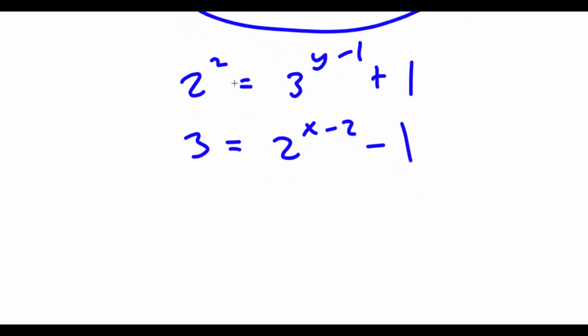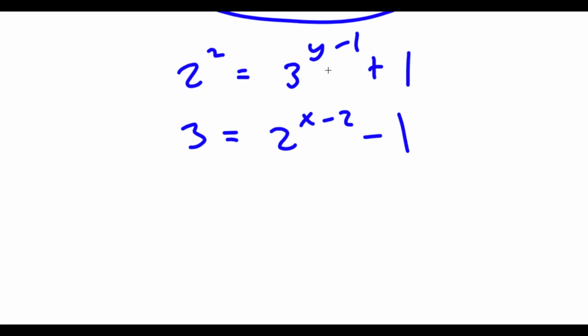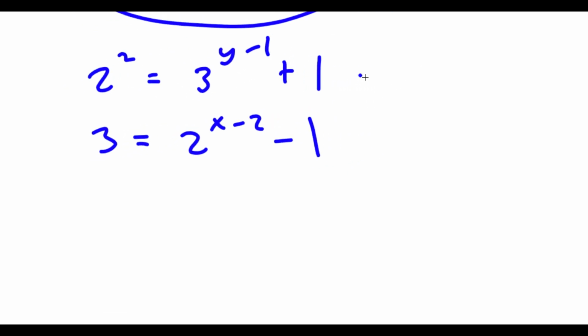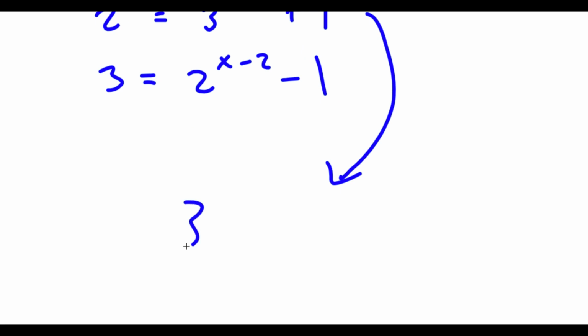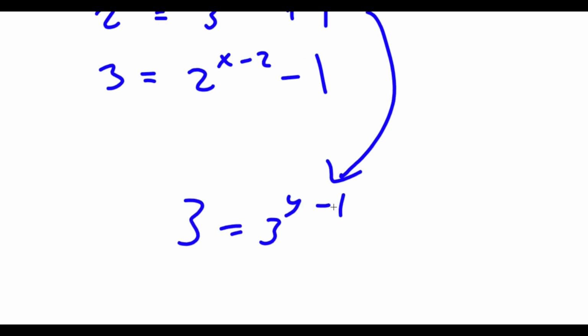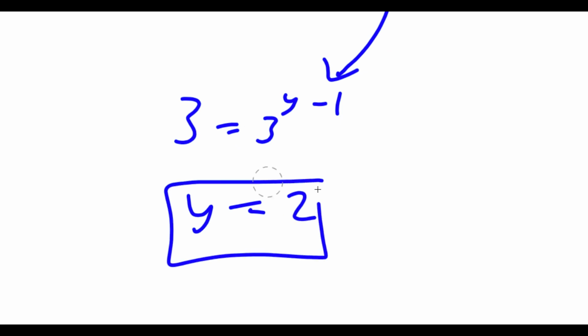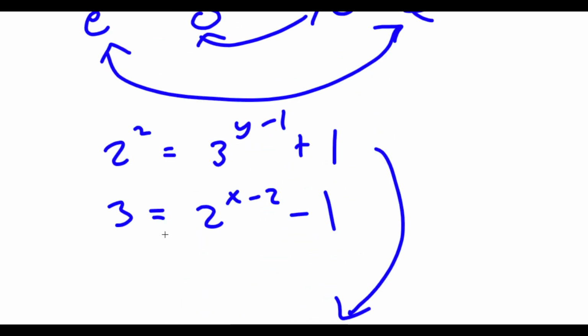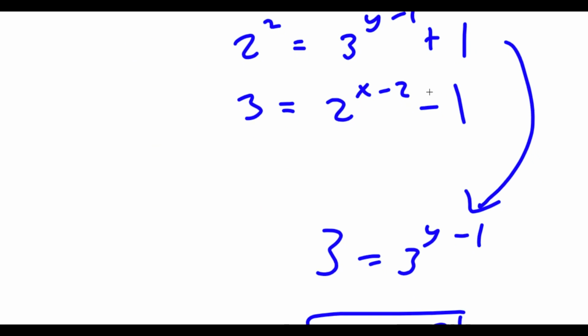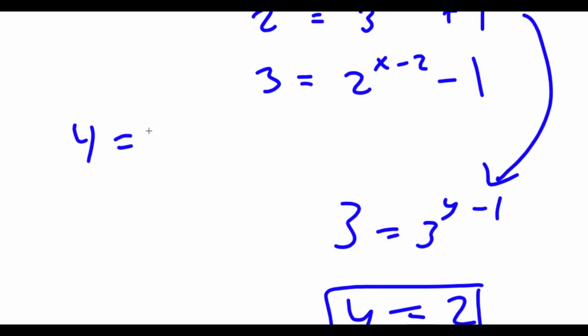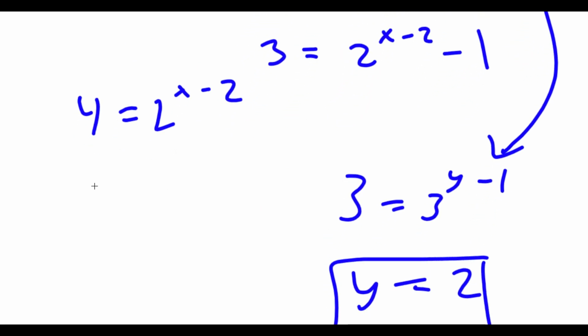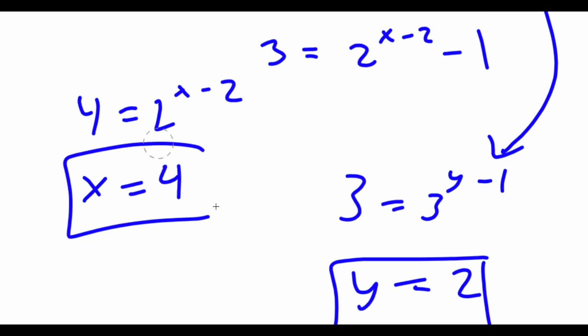So to start, I have 4 is equal to 3 to the power of y minus 1 plus 1. So this is the same thing as 3 is equal to 3 to the power of y minus 1, meaning y is equal to 2. And for this, I have 3 equals 2 to the power of x minus 2 minus 1. I get 4 is equal to 2 to the power of x minus 2, meaning x is equal to 4.